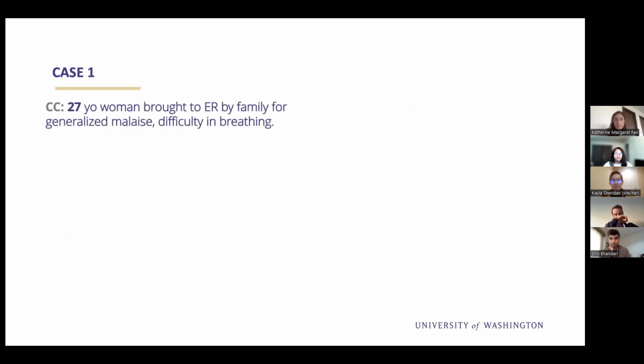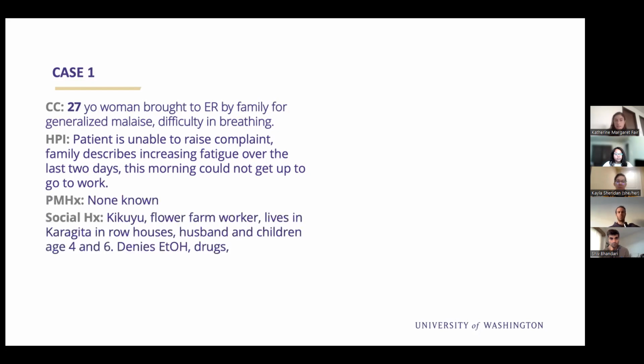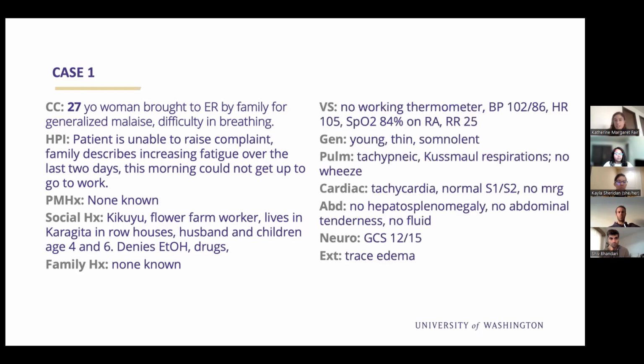So in our first case, we have a 27-year-old woman who was brought in the ER by her family for generalized malaise and difficulty in breathing. She is pretty much unable to provide a history, and family tells you that she's been having increasing fatigue. This morning she could not get up and go to work. She has no known past medical history. She works as a flower farmer and has a husband and children ages 4 and 6, no other habits, no family history.